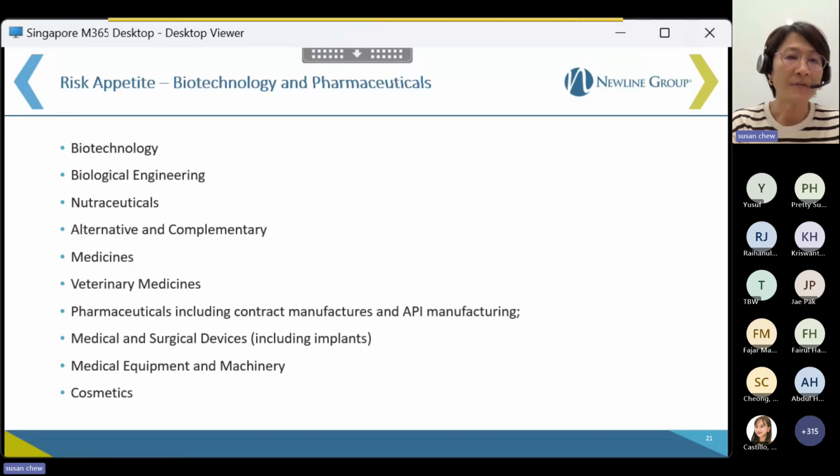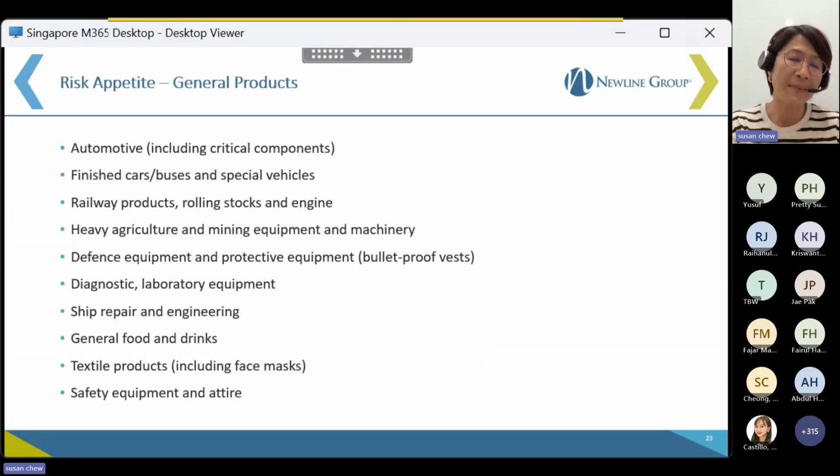Okay, in terms of new lines offering, I'm just going to briefly touch on it. Generally, we have two parts to our offering. One will be pharmaceuticals and life sciences focus, and it will be across biotech, medicine, pharmaceuticals, generic pharmaceuticals, medical devices manufacturers. And then the other segment of our specialty lies in the heavier automotive manufacturers. We do the finished cars, special vehicles. We do the railway products, the rolling stocks as well, heavy equipment. But we do the plain vanilla food and drinks, as well as the textile products, garments, safety equipment, and PPEs.